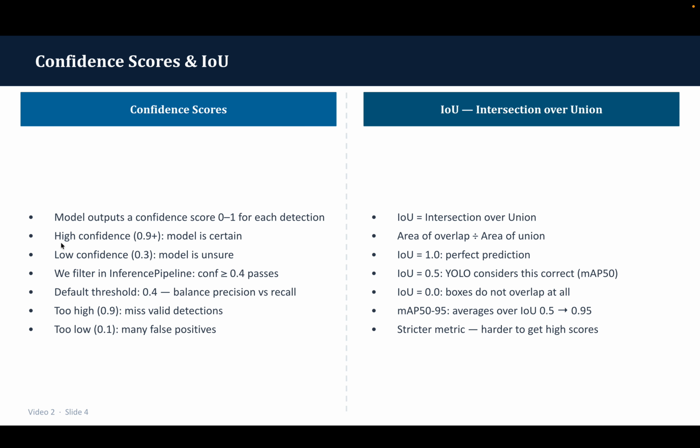A high confidence score, more than 0.9, means the model is certain. A low confidence score, let's say 0.3 or 30%, means the model is unsure. So we filter in the inference pipeline for a confidence score of 0.4. And the best way to determine your confidence score when you're building a production pipeline is to test based on your test data. After training, after validation, after you have your metrics, you can then take that model and predict on several new images. You could find that you were able to reduce false positives by setting your confidence score at 0.95.